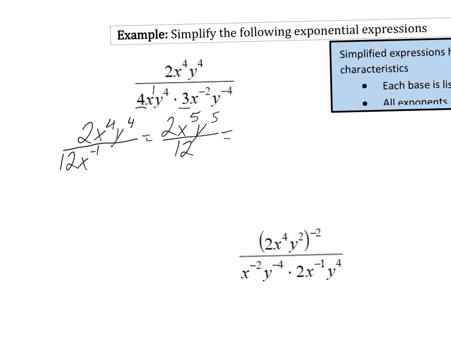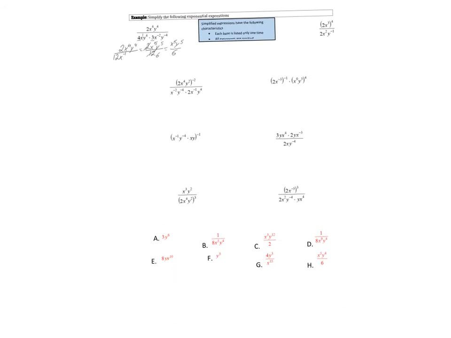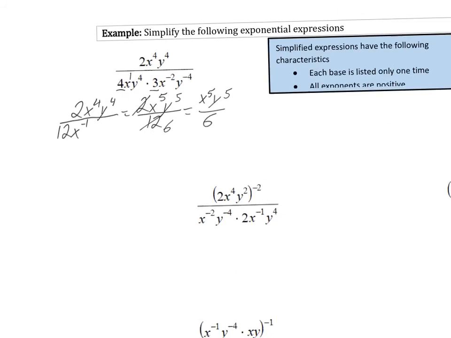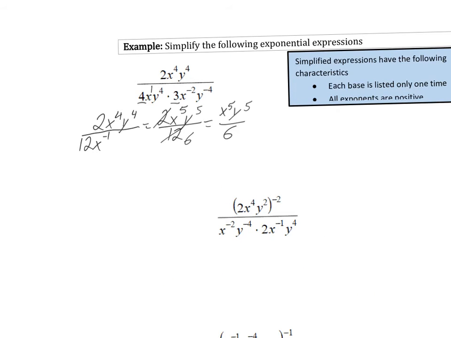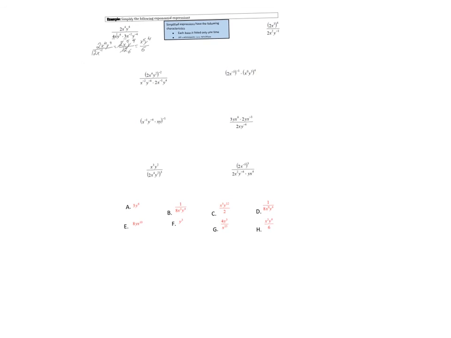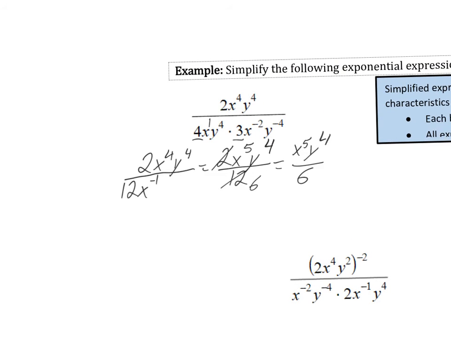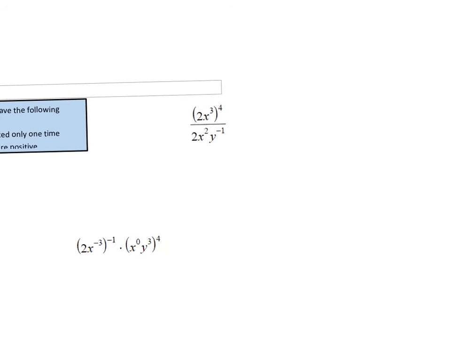Y to the fifth over 12. I can simplify this a little bit more. This 2 and this 12 are going to cancel. So this is going to become x to the fifth, y to the fifth over 6. So looking down at my answers, sorry, I don't know why I put y to the fifth. It should be y to the fourth. So y to the fourth. Looking down at my answers, the answer is h. So I'm just going to draw an h here to remember, hey, I've already used that one. It's done.